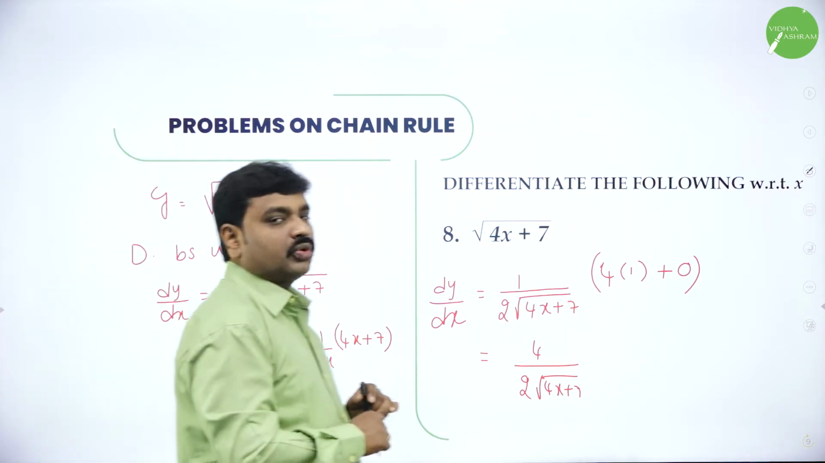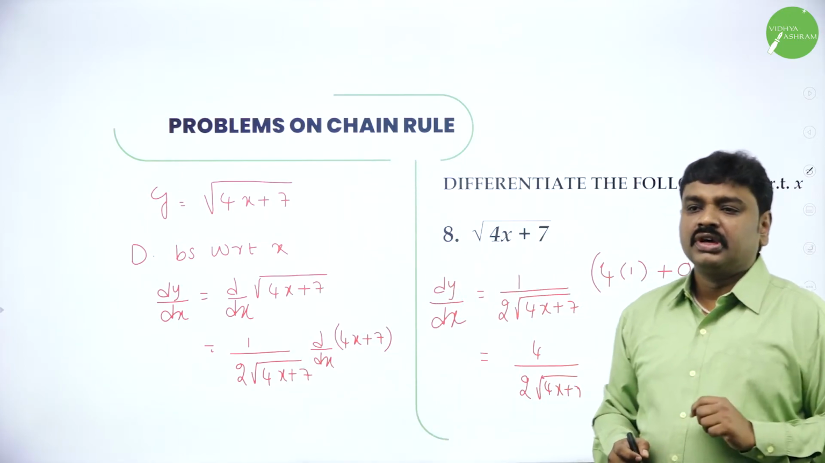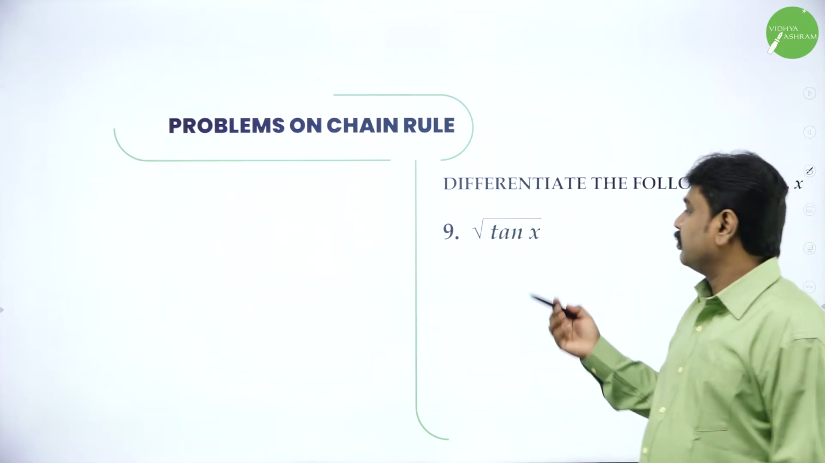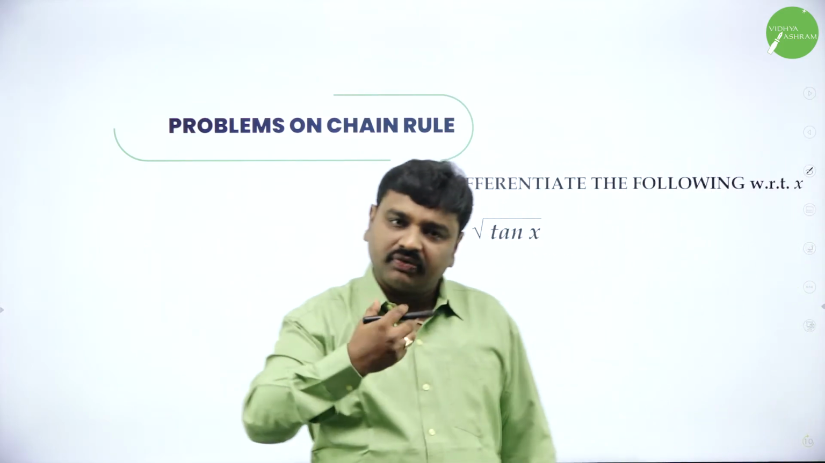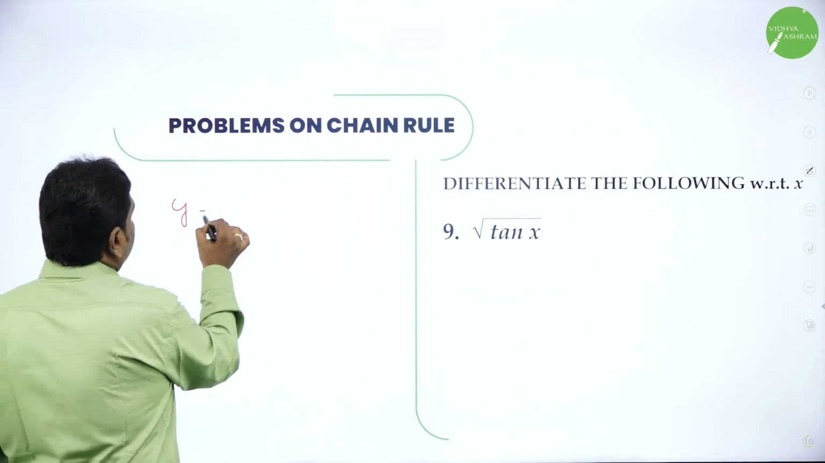Now it is in the form root f of x. The derivative of root f of x is 1 by 2 root f of x into d by dx of f of x. So you know the derivative of root x is 1 by 2 root x, same method. Here we have root f of x again. So root tan x is there. So I'll take y is equal to what? Root tan x.